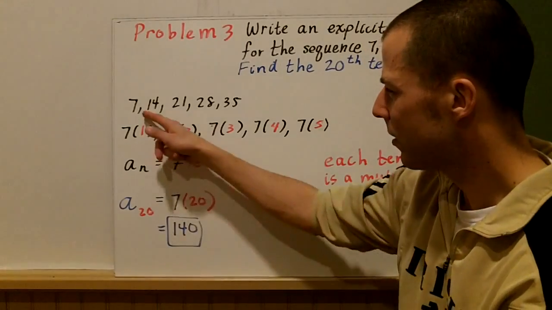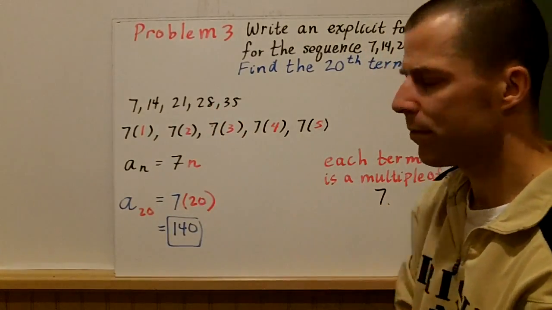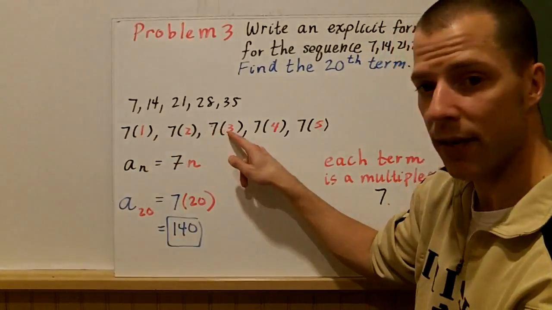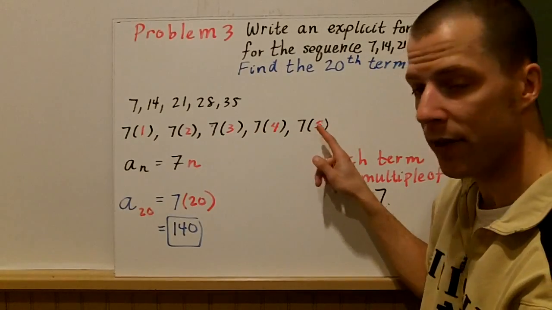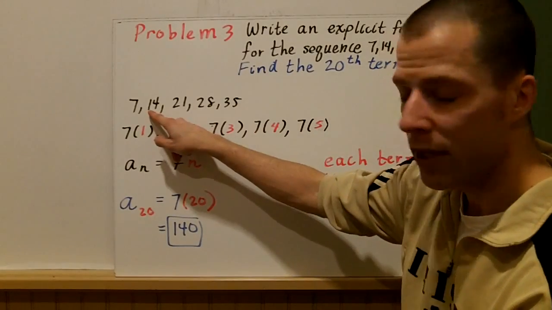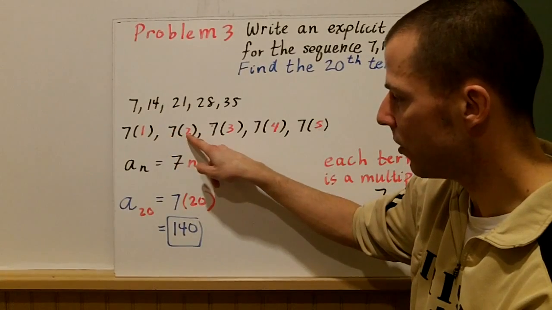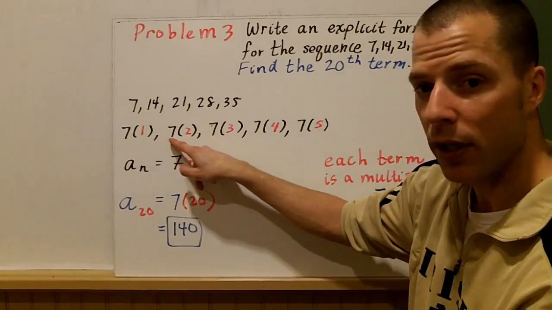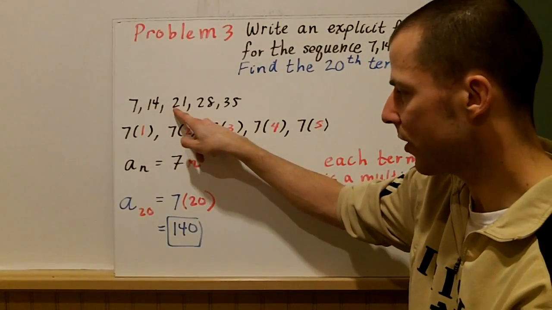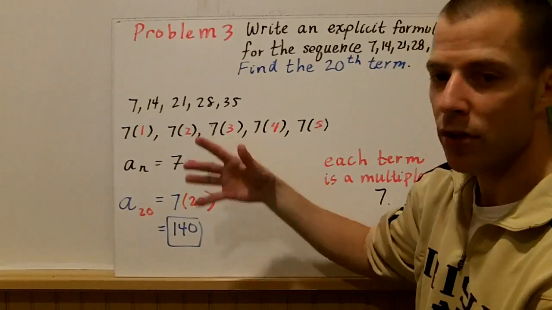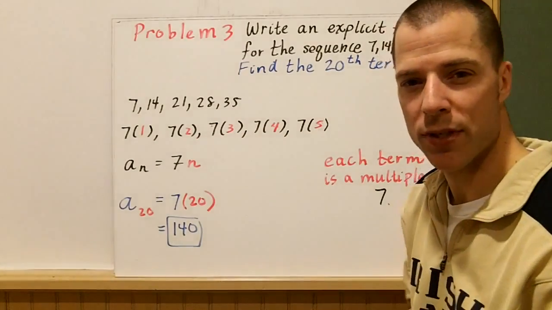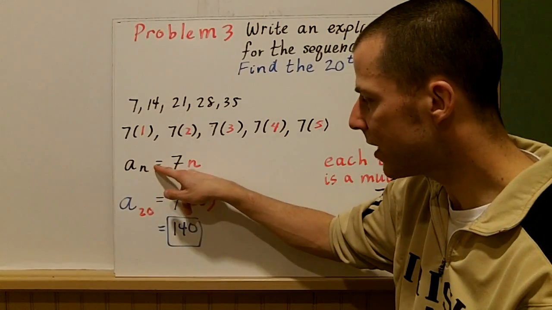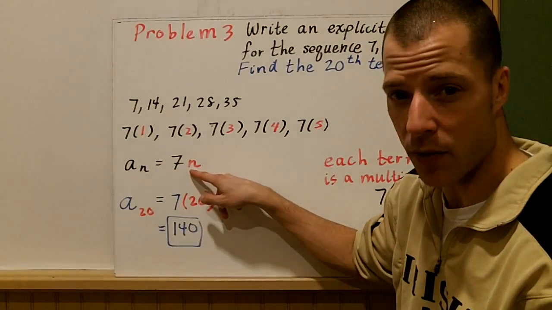Okay? Well, I notice all of these numbers are multiples of 7. 7 times 1, 7 times 2, 7 times 3, 7 times 4, and 7 times 5. Now, the second term is 14, 7 times 2. Notice if I wanted the second term, a sub 2, it would be 7 times 2. The third term, 7 times 3. So I've figured out my rule here for the explicit formula. Whatever term I want, a sub n, I just have to take 7 times the term I want.